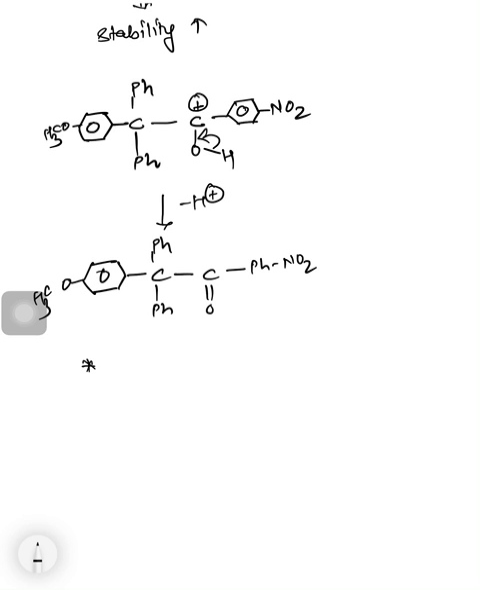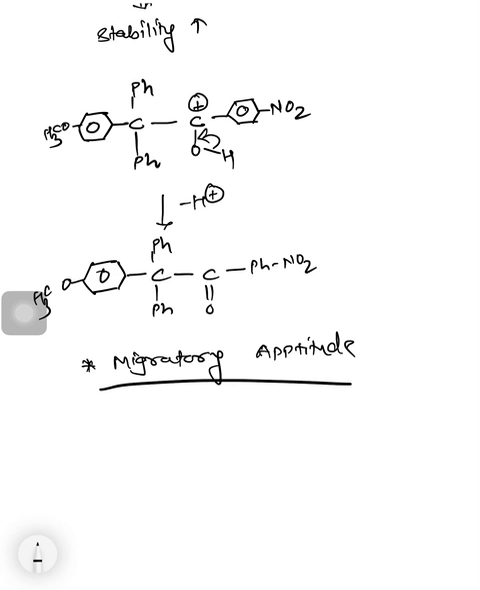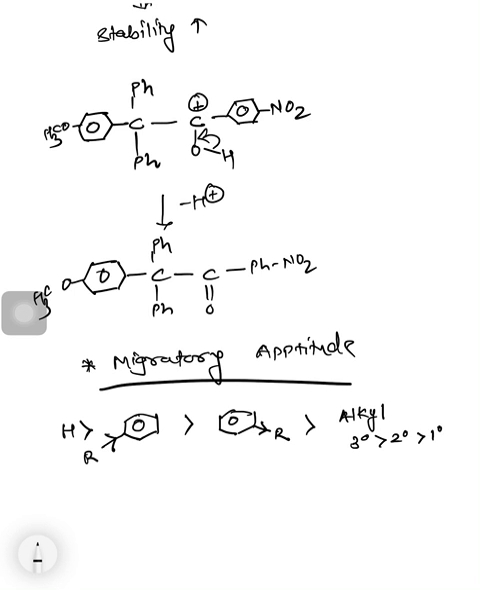migrating groups. So the migratory aptitudes for different groups are as follows: the hydride ion will migrate first. After that, the stability of the carbocation will increase if the phenyl ring has an electron releasing group. Then after that, the phenyl ring with an electron withdrawing group. After that, we can say the migratory aptitude is favorable for alkyl in the sequence 3 degree greater than 2 degree greater than 1 degree.